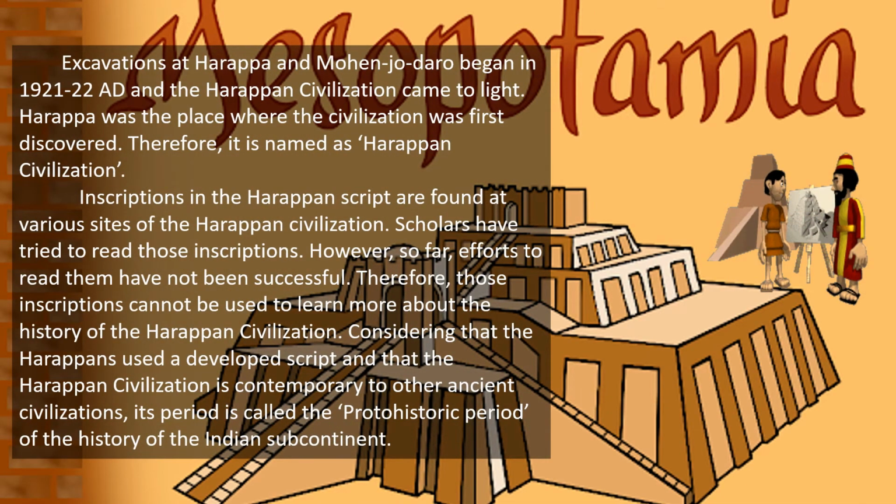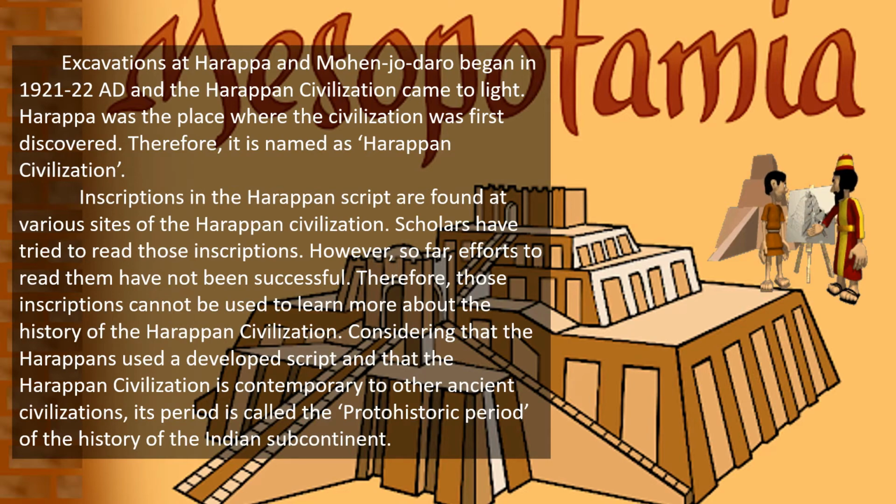Excavation at Harappa and Mohenjo-daro began in 1921-22 AD and the Harappan civilization came to light. Harappa was the place where the civilization was first discovered. Therefore, it is named the Harappan civilization.